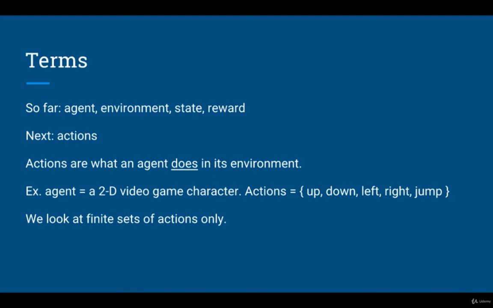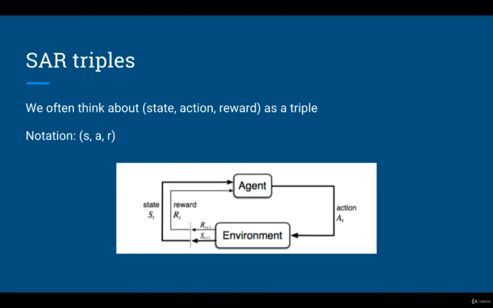So now we've defined these terms: agent, environment, state, and reward, which is the thing we just talked about. The last important concept we need to talk about is actions. Actions are what the agent does in its environment. For example, if you're a 2D video game character, your actions might be up, down, left, right, and jump. This is an example of a finite set of actions. There are also examples of an infinite set of actions, but we won't discuss that in this course, unless the course is updated in the future to include them. The last three things we talked about are often thought about as a triple. You're in a state, you take an action, and you get a reward. We call these SAR, or state action reward triples.